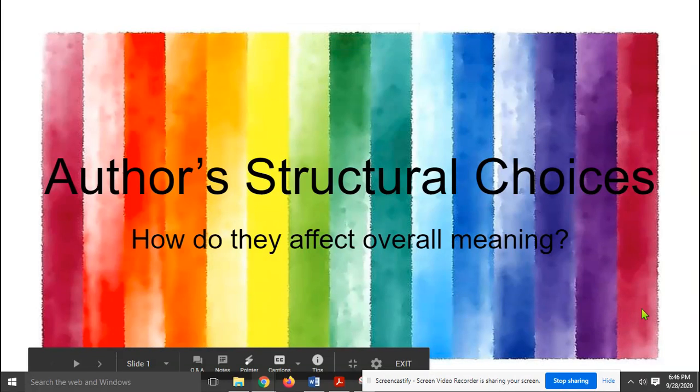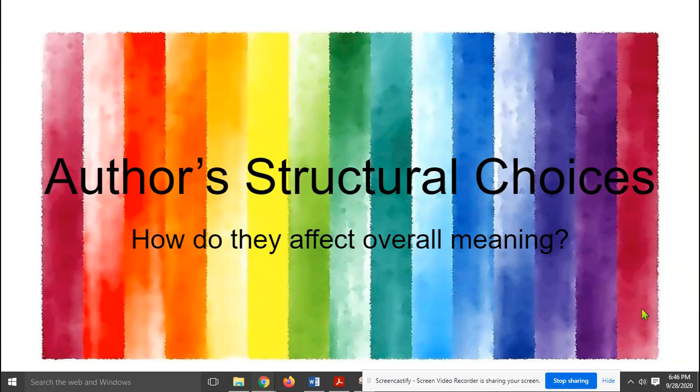Hello, everybody. Let's talk about author structural choices and how they affect overall meaning. So, when we talk about structure, you might think of buildings, you might think of stairs, and that's exactly right. That means the exact same thing. The author makes structural choices, certain steps to get to certain places on purpose. So, let's look at some of the choices that authors make.